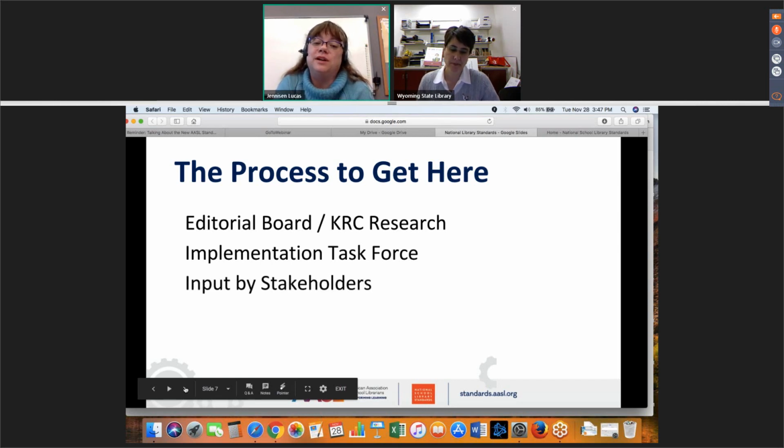And then the implementation task force and the editorial board worked really closely together for figuring out exactly what those standards were going to be, and then how we were going to roll them out. And so they are the ones who are ultimately responsible for all of the amazing resources that we're going to look at in a moment, and some of you may have already started to explore.